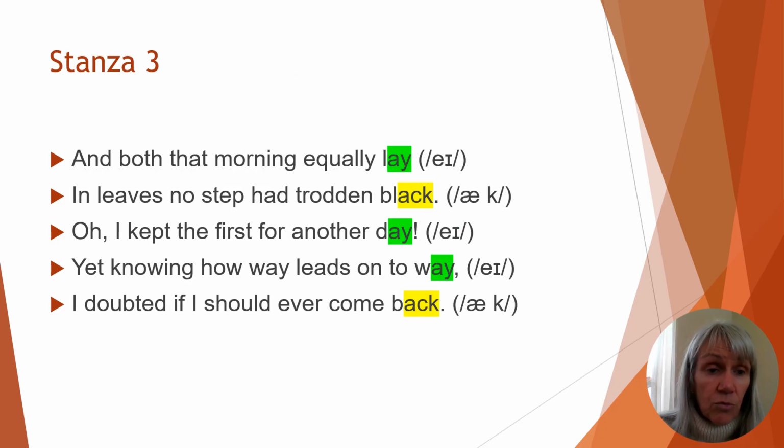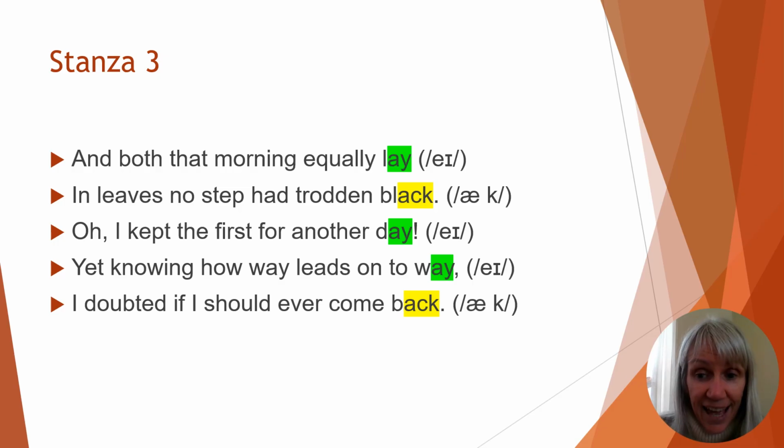Now in stanza 3, I want you to listen again. And both that morning equally lay, in leaves no step had trodden black. Oh, I kept the first for another day. Yet knowing how way leads on to way, I doubted if I should ever come back.